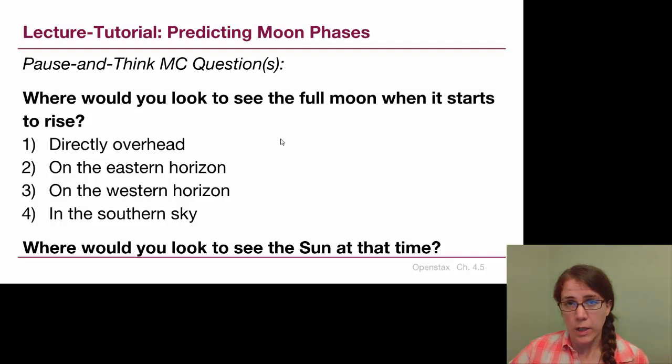Okay. So the full moon and the sun are in opposite directions from our point of view on the sky. And so if one is rising, the other is setting. As the full moon is rising, by definition, the sun has to be setting. Otherwise, it isn't a full moon. It's maybe a day or two away from being a full moon. So the sun would be on the western horizon, option 3 here for that second question.